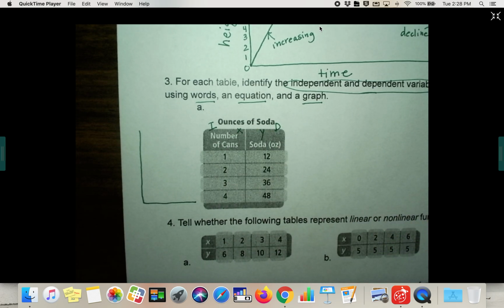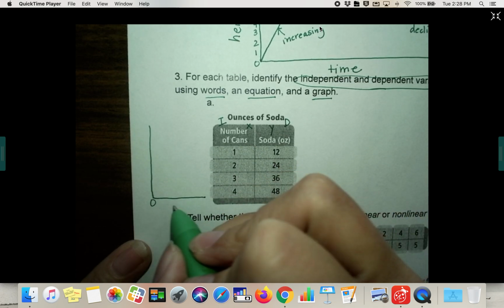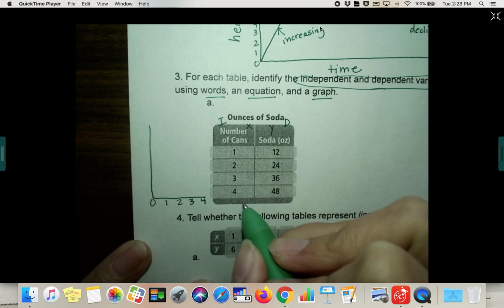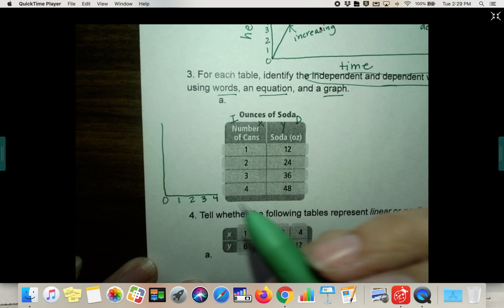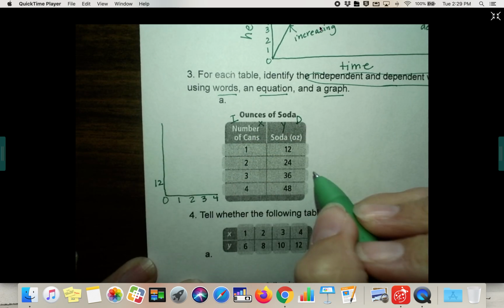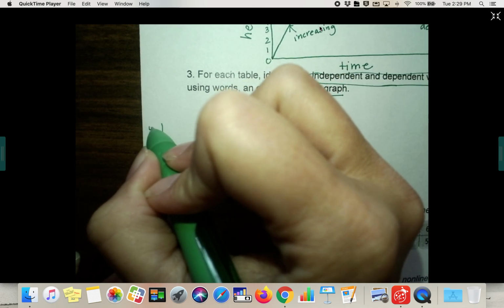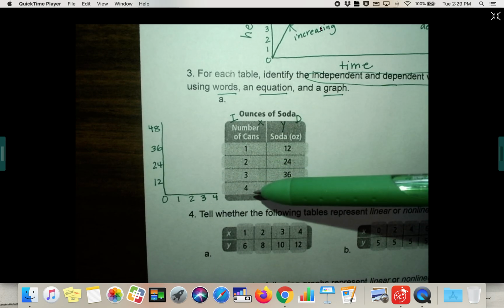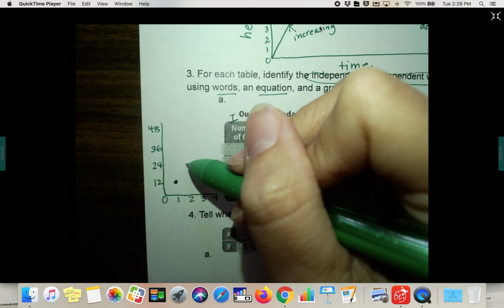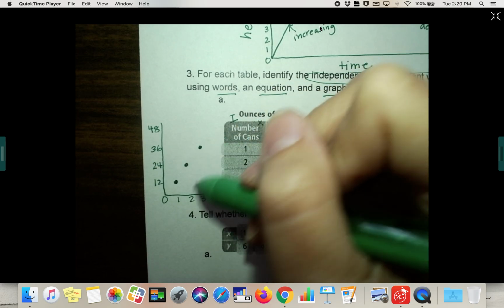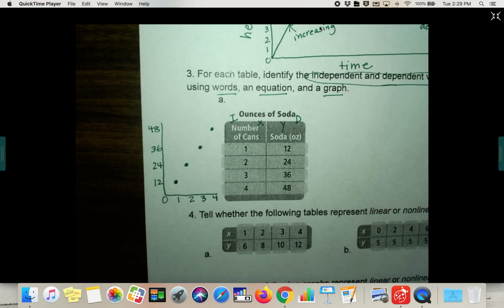Independent and dependent variables. Okay, so the number of cans of soda will be my x-axis, so that's 0, 1, 2, 3, 4 is how big it goes on the x-axis. 12 all the way up to 48 is what I need on my y-axis. So I'll just count by 12s. 12, 24, 36, 48. All right, at 1 can of soda, there's 12 ounces. 2 cans is 24, 3 cans is 36, 4 cans is 48. So you can see this is very linear. It's increasing by 12 each time.